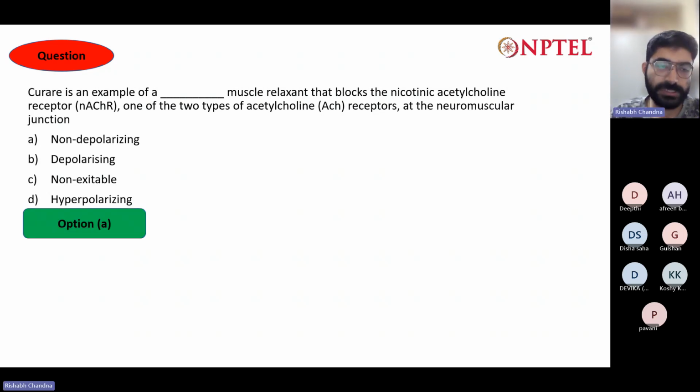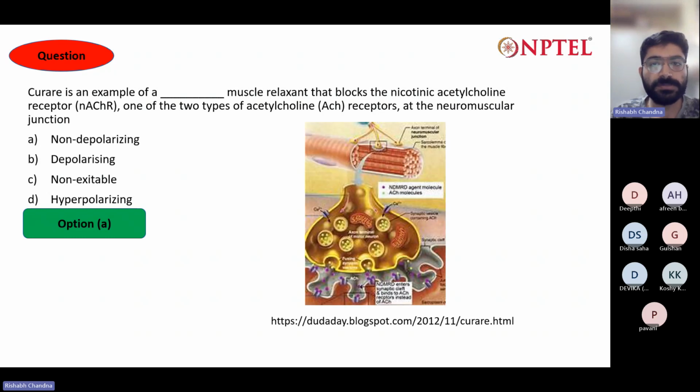So the correct answer is option A. It's non-depolarizing. So what happens is, as you can see in this particular diagram, this is the diagram depicting the neuromuscular junction. I have already shown you this, but what happens when we have any agent that blocks the transmission of signal from the neuron to the muscle cell. So these are the muscle cells, and this is the presynaptic neuron. The acetylcholine that is shown in yellow will bind to the acetylcholine receptor. So this is the nicotinic acetylcholine receptor.